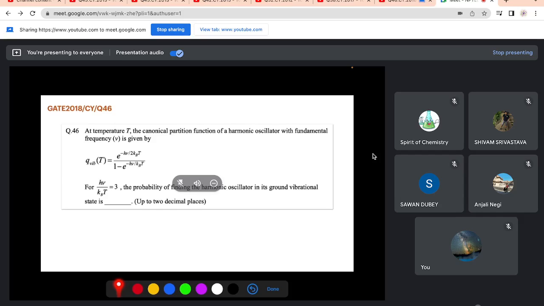Okay, and we are given that this particular part is equal to 3. So my expression becomes 1 minus e to the power minus 3. So when I solve this, my probability is equal to 0.95. So the probability of finding the harmonic oscillator in the ground state is 0.95.